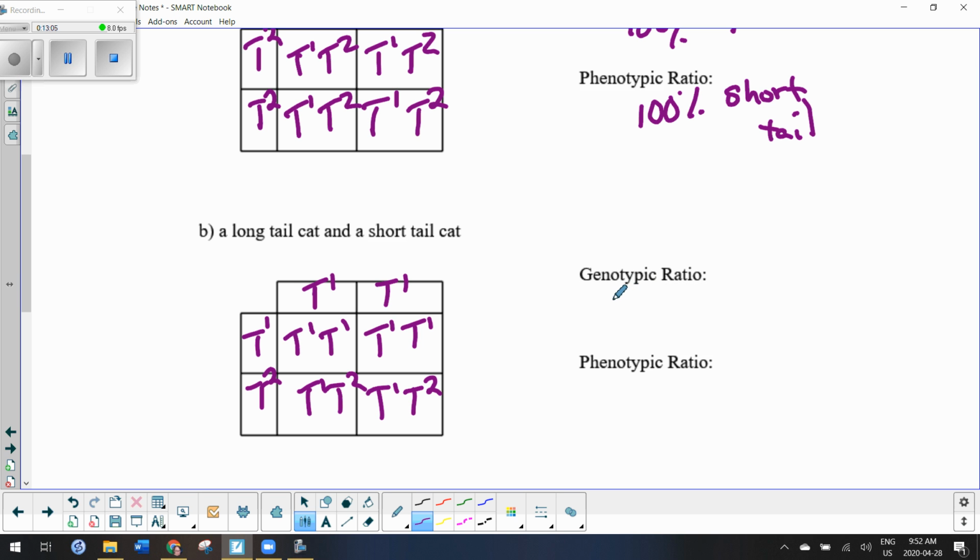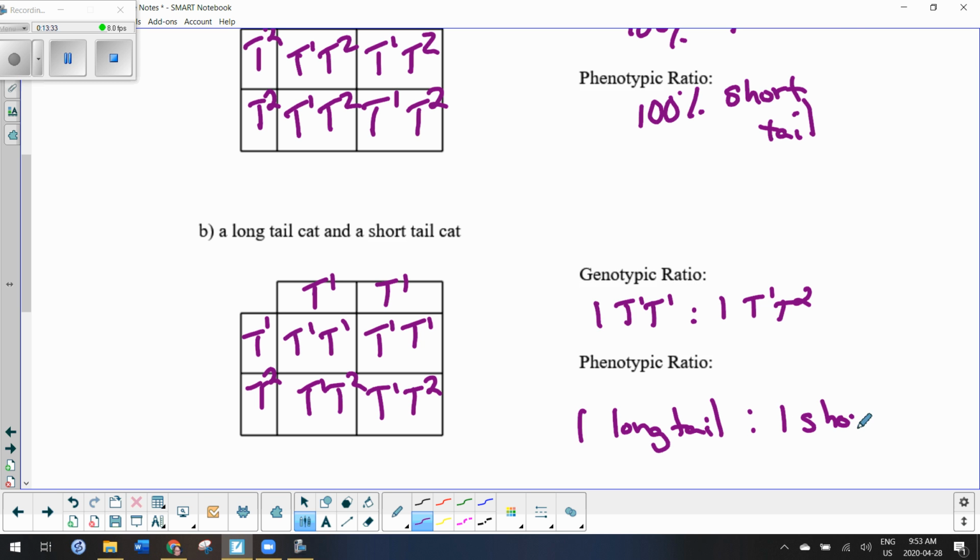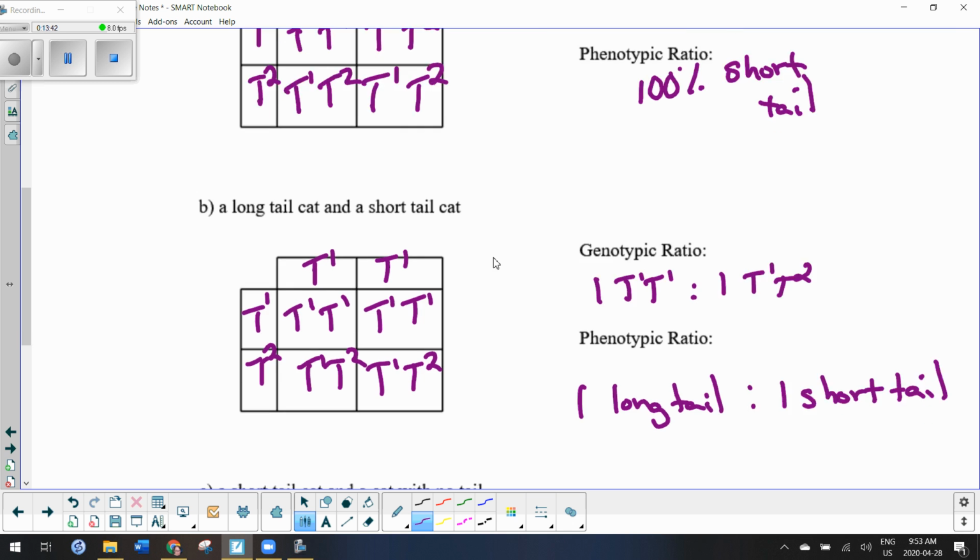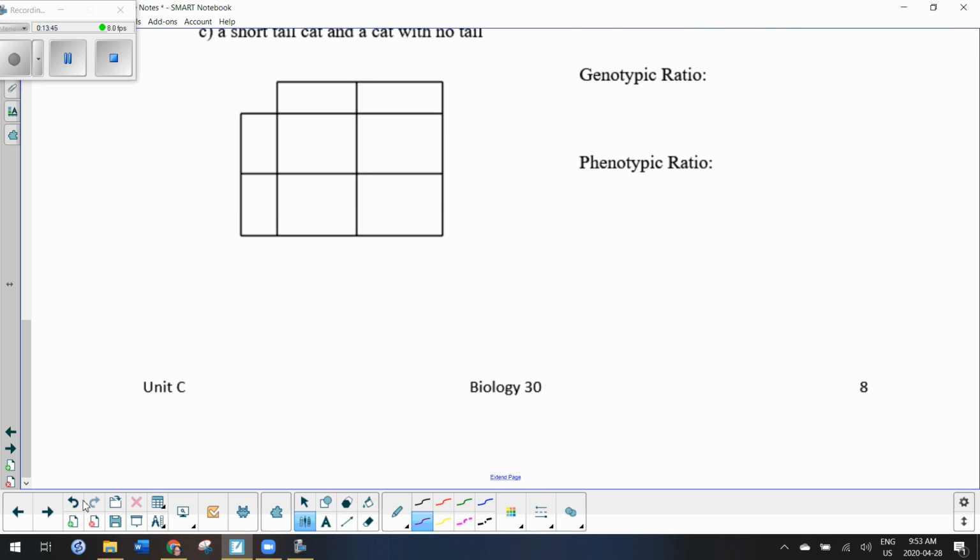Okay? So you're going to want to do a 2 by 2, but remember, you have to reduce it. So right away, I know it's a 1-to-1 ratio. So 1 T1 to 1 T1 T2. So what did the T1 mean? So you get 1 long tail to 1 short tail. So it's a 50% chance of getting offspring with a long tail and a short tail. Try C and check the answers.